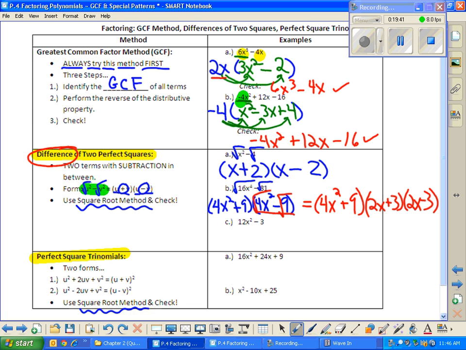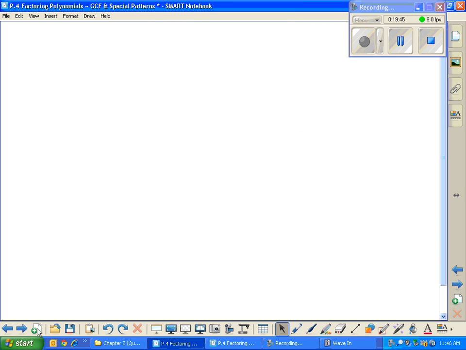Let's talk about why 4x squared plus 9 doesn't factor. You don't need to write this part down. I know, you're getting a break. What's going on the smartboard does not need to go in your notes. This is purely for your visual entertainment. I always forget that one doesn't work. And we're talking about 4x squared plus 9 right now.